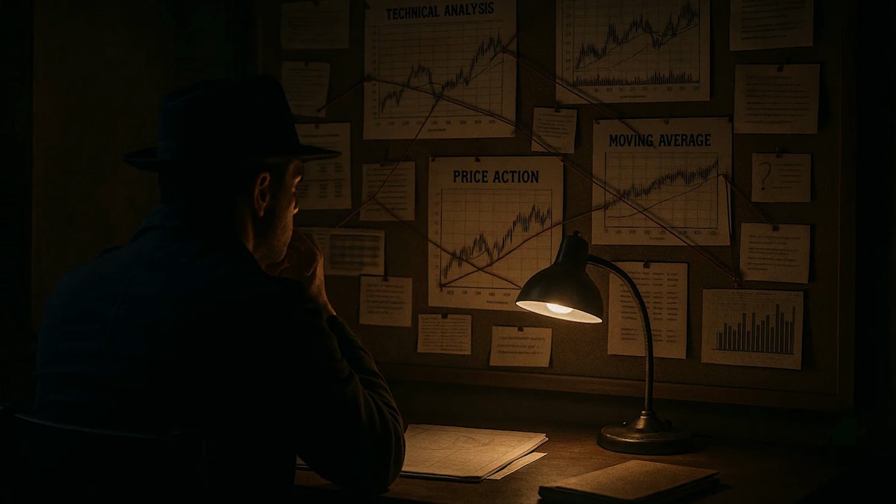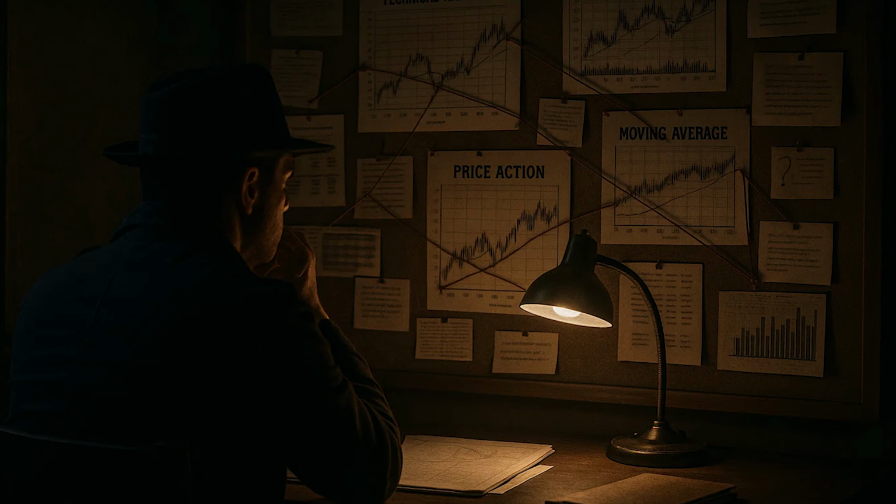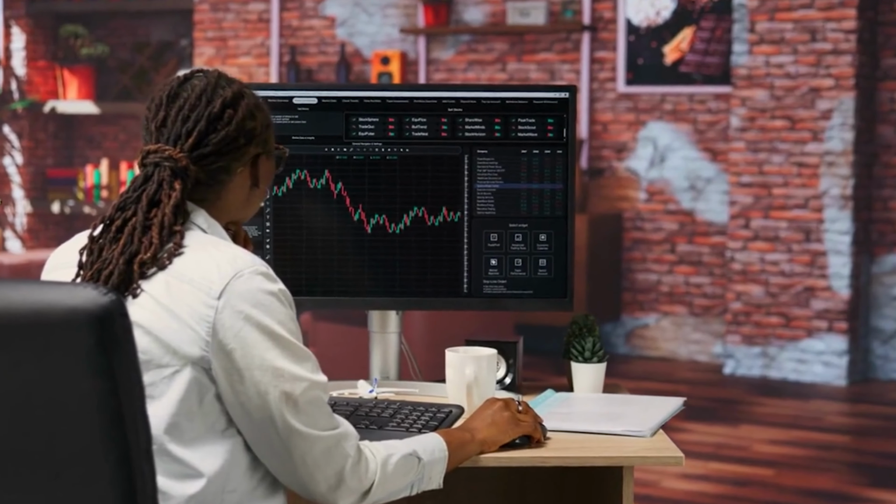If you love puzzles, patterns, and a more visual structured way of thinking, this might be your lens. Technical analysis can feel like solving a mystery with price action as your clues, and your job is to piece it all together fast enough to make a profit.